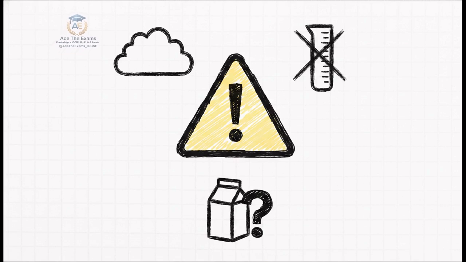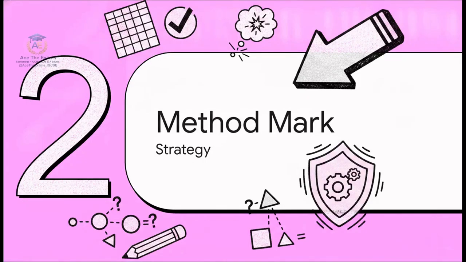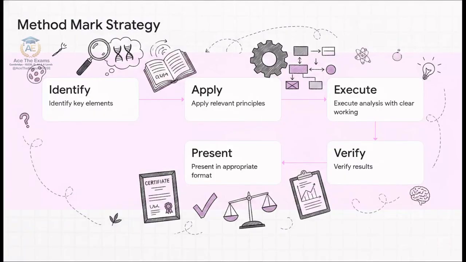And number 3, ignoring the specific context provided. If the question is about, say, continuous fermentation of milk, your answer must reference milk, not just some generic enzyme reaction happening in a vacuum. Section 2, the method mark strategy. Now that we know exactly what not to do, let's look at how to actually secure those points, even when a complex calculation trips you up.